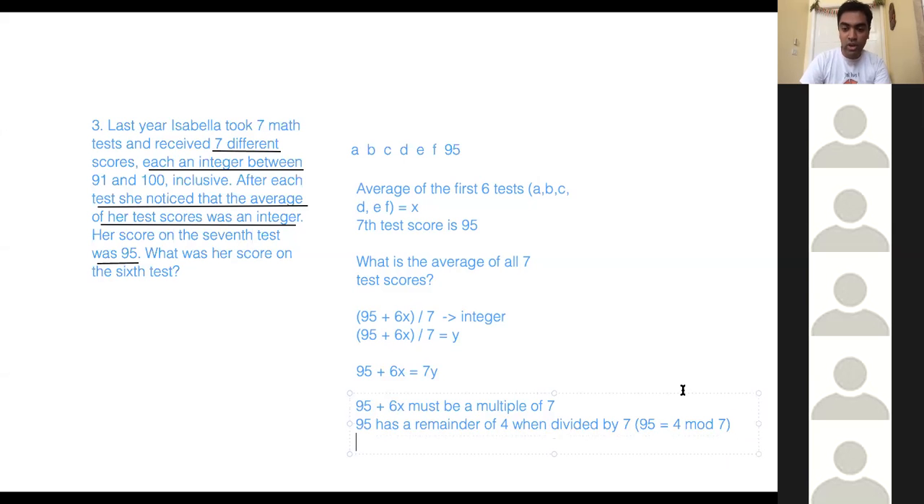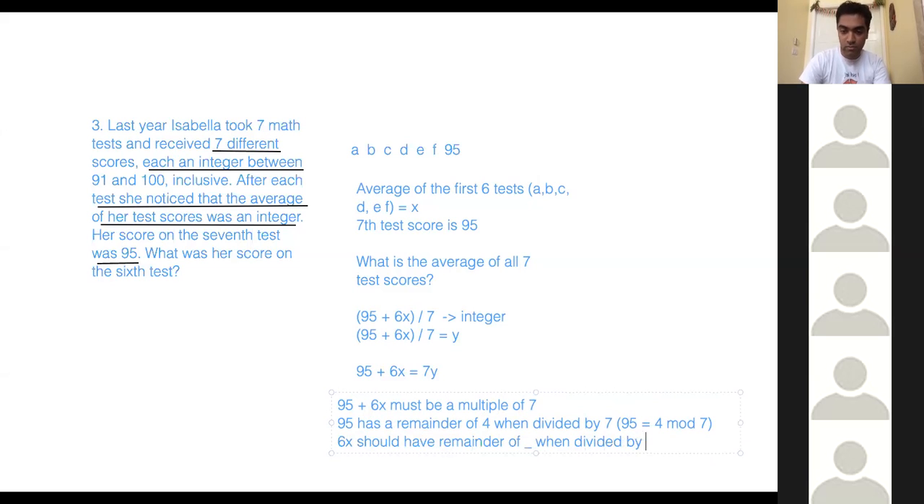notation on the side. So okay, if we know this, then what does 6x's remainder have to be when divided by 7 if 95 plus 6x is a multiple of 7? Three. Good, 3. So this makes sense, right? If 95 has a remainder of 4 when divided by 7, 6x should have a remainder of 3 when divided by 7 for the sum of the two to be a multiple of 7. Okay, so now we know that the average after A, B, C, D, E, F, the first 6 scores, has a remainder of 3 when divided by 7.